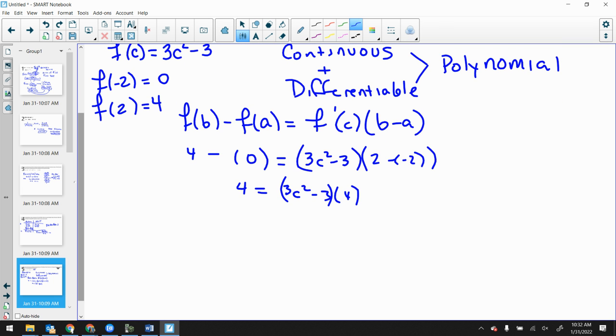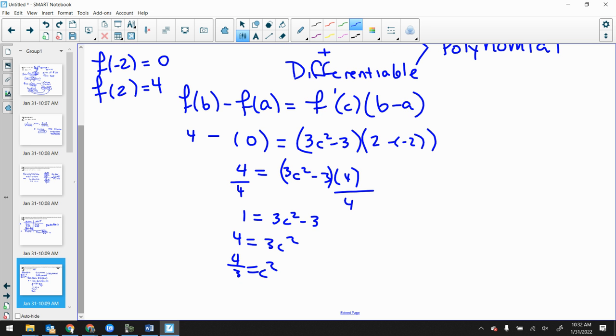Let's divide that over to the other side. Instead of distributing it, let's divide by 4. 3c squared minus 3 is 1. Ooh, this is a weird answer. So c is plus or minus the square root of 4/3. I put plus or minus 2 over radical 3, the same thing.